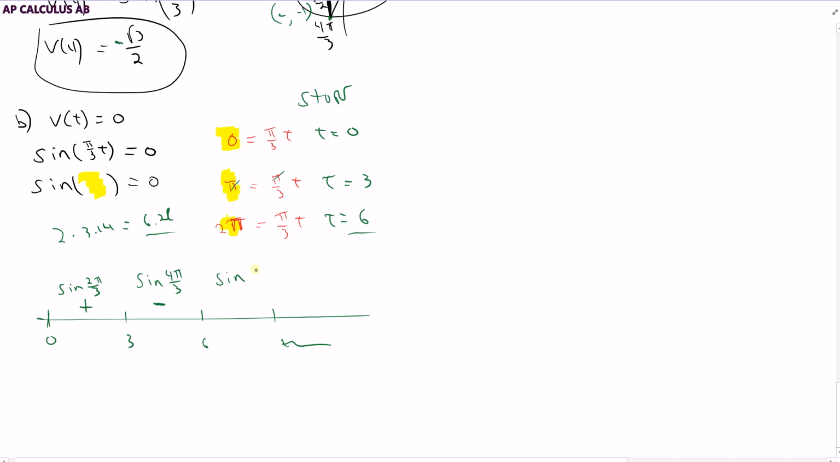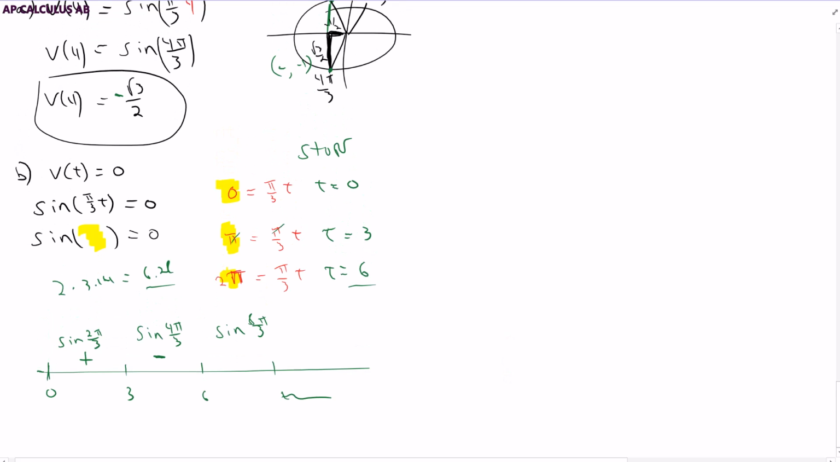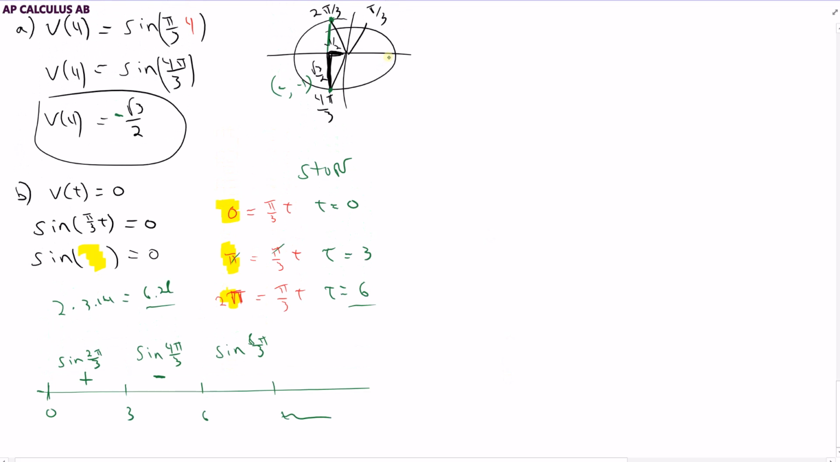This can be sine of 8 pi over 3. Which is the same if you do it like this: 1 pi is there, which is 3 pi over 3. If I go to there, that's 6 pi over 3. And then 7 pi over 3, 8 pi over 3. I'm just back where I started for 2 pi over 3. So it's the same as 2 pi over 3. It's going to be positive again.